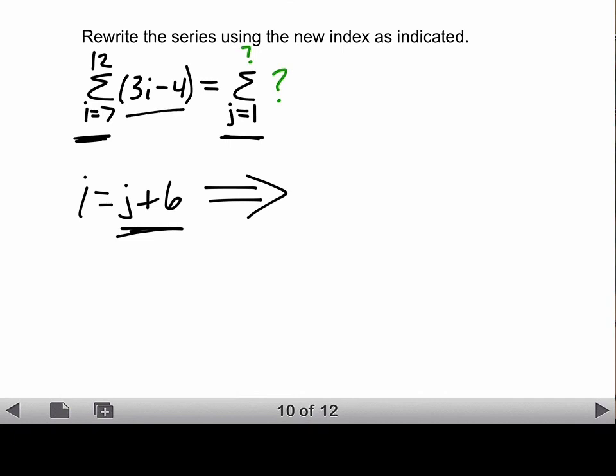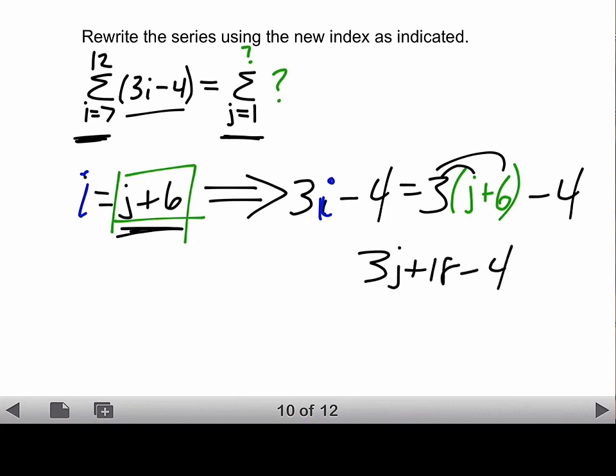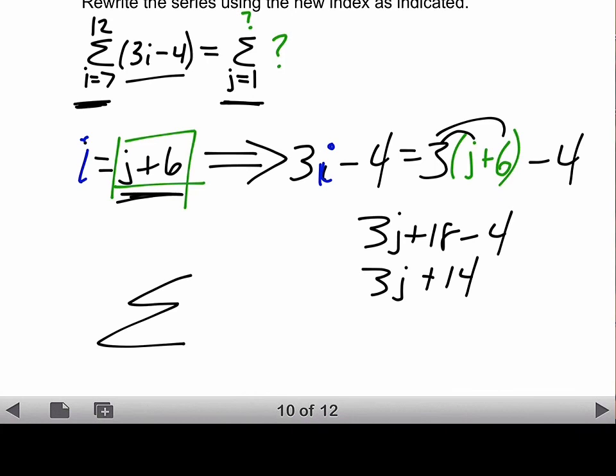And if that's the case, the argument originally was 3i minus 4. Let me highlight that I. And I want to replace that with j, and since I is j plus 6, then where I see I, I'm going to write down j plus 6. So I have 3 times the quantity of j plus 6 minus 4. When I simplify this, I get 3j plus 18 minus 4, and so 3j plus 14 is the result. That becomes the new argument in my sigma notation.